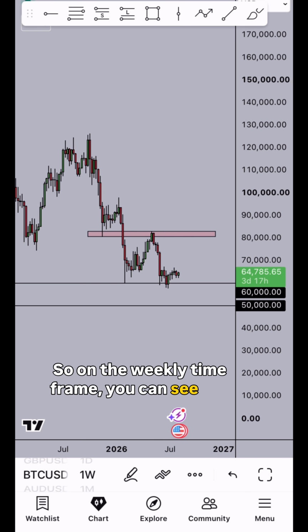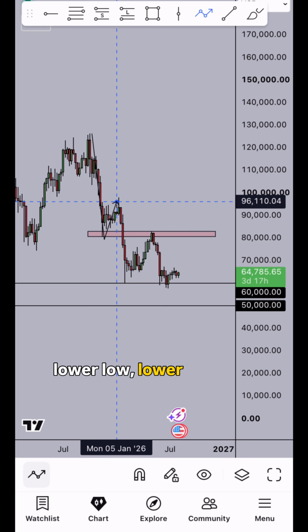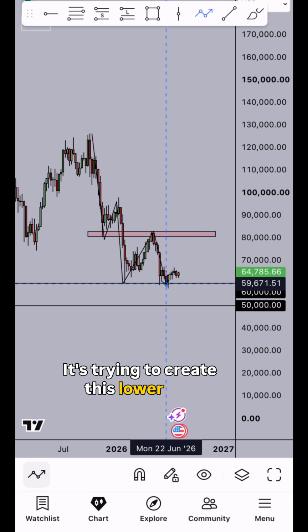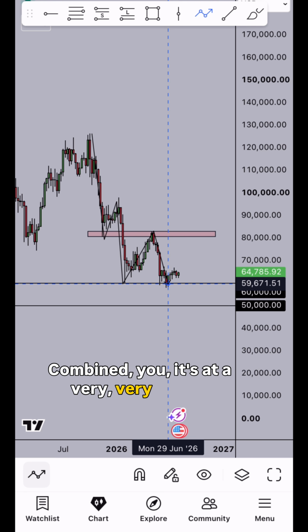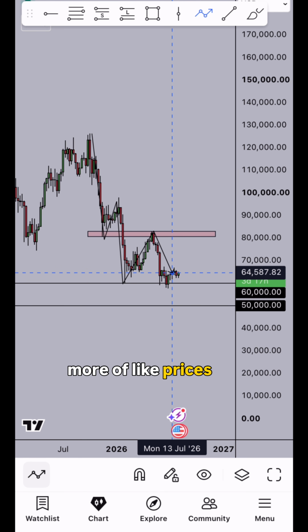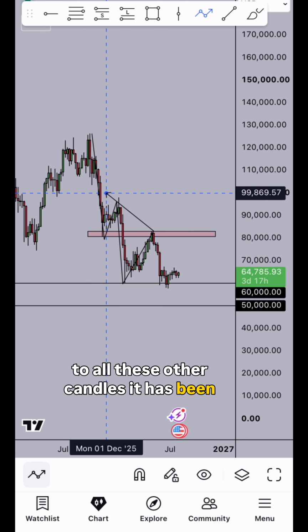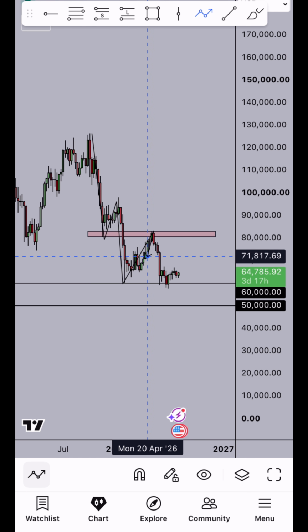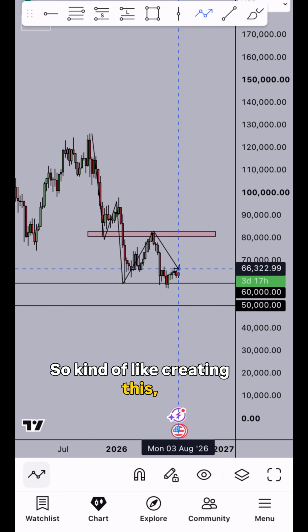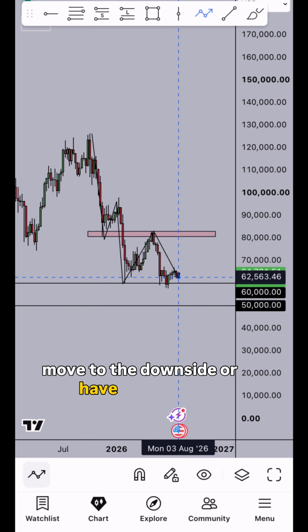On the weekly time frame, you can see the retracement very clearly. We can see the price has been creating a lower low, lower high, lower low, then a new lower high. It's trying to create this lower low. But mind you, it's at a very strong support on the monthly time frame. That's why we're now seeing price slowing down. We're seeing smaller candles compared to the other candles it has been creating. It's trying to slow down. It has to continue to move to the downside or have a reversal.